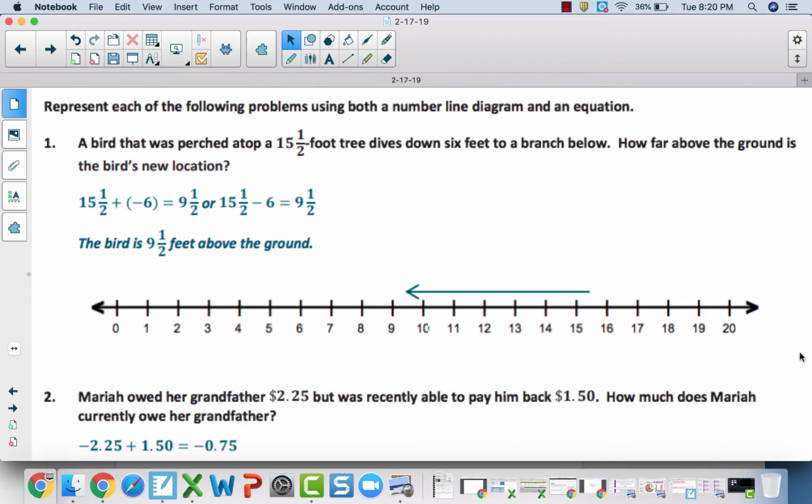For problem set question 1, you should have got 9.5. The 15.5 is a positive, and then the 6 feet down represents a negative, so I have 15.5 plus -6, that gets 9.5. Notice writing the answer in a complete sentence because it's a word problem. The bird is 9.5 feet above ground. You can see the number line here. My arrow starting at 15.5 and going to the left or down 6 units.